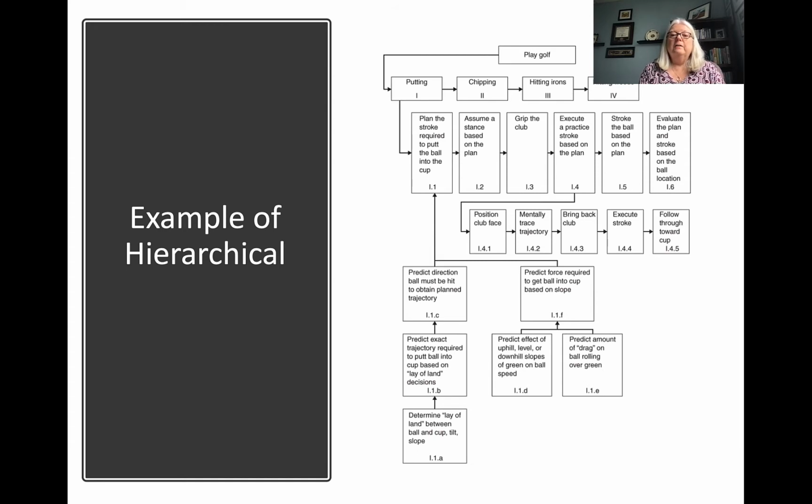If we look at just the first sub-skill step, plan the stroke required to put the ball into the cup, you can see where the hierarchical analysis comes in. We would start at the bottom with step 1.1a, where it says determine lay of land between ball and cup, tilt and slope, and then we move on to predict exact trajectory and so forth. So you can see where the sub-skills work: you have to start at the bottom, you do that one, then you move up.